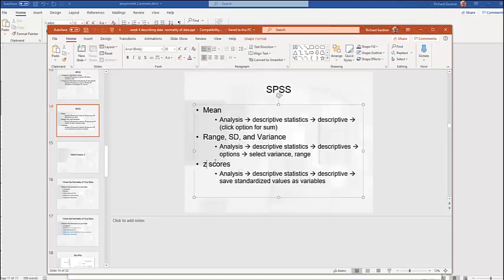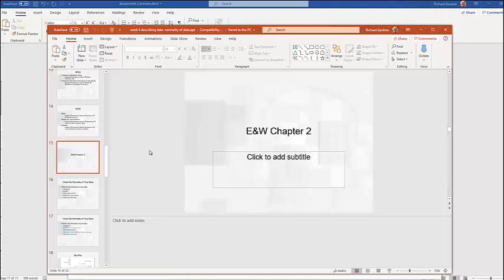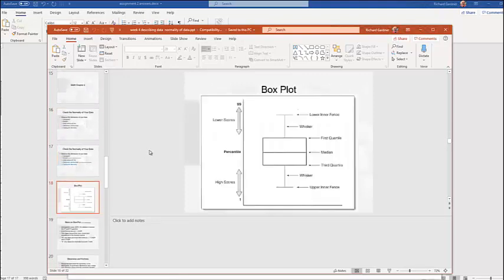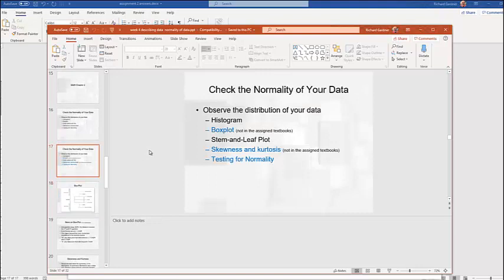Did I show you how to make z-scores yet? Yes, yeah, you showed us last time. Okay. All right. How about the box plot? You guys want to know about the box plot?